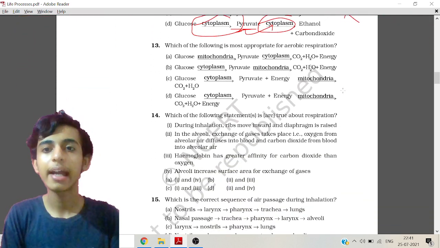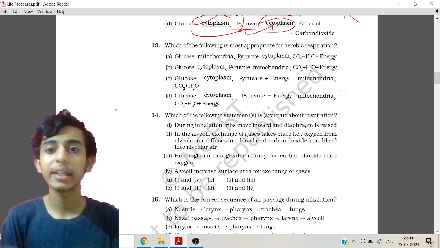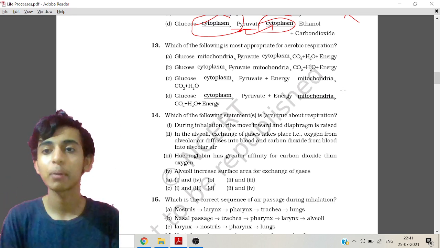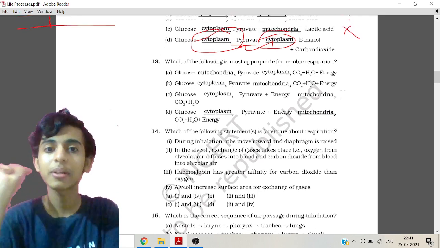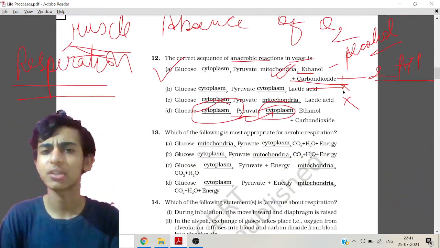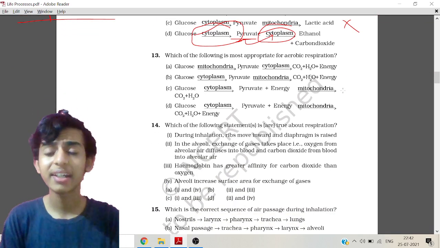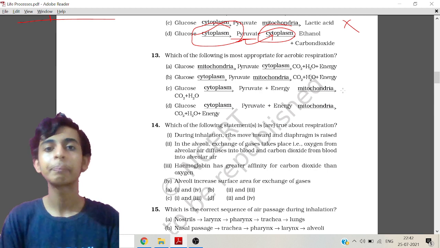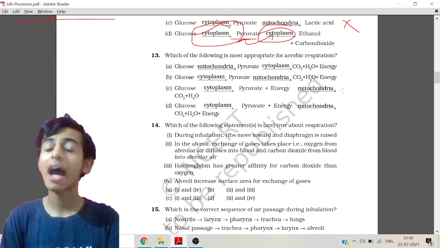Okay, moving ahead with the 13th question, just the opposite of that. Which of the following is most appropriate for aerobic respiration? Before that, I would like to tell you that now respiration questions have started. Till the 11th we had digestion. So we will be doing till respiration only. Transportation and excretion we will be doing in the next session.